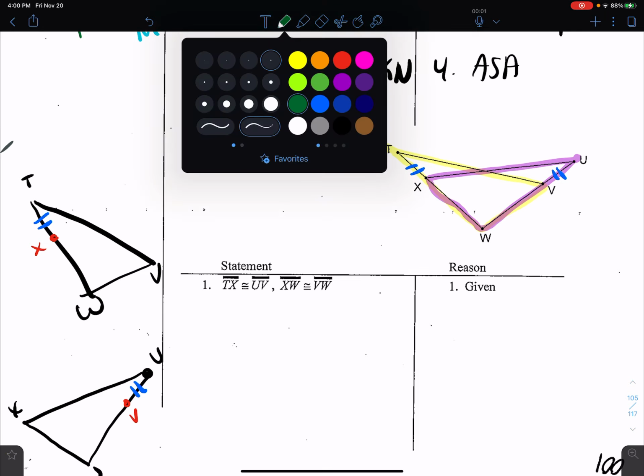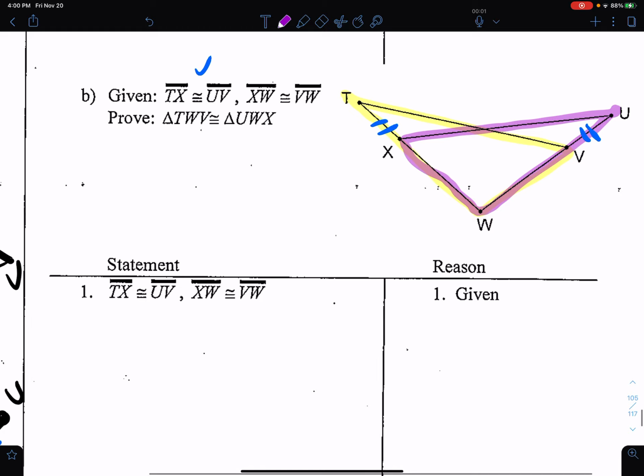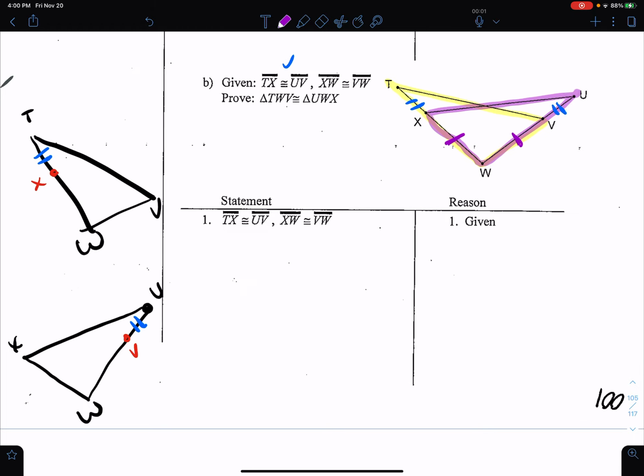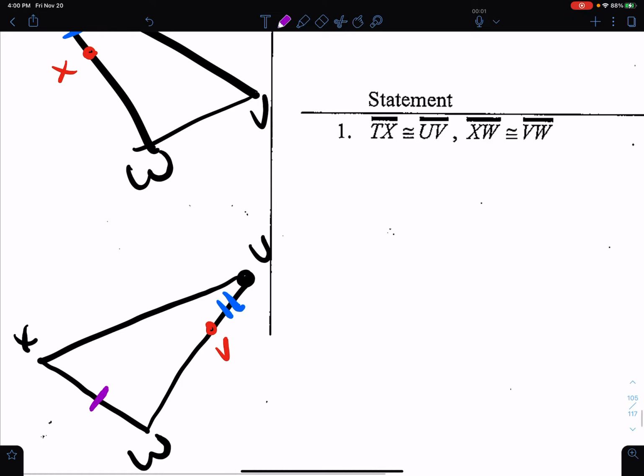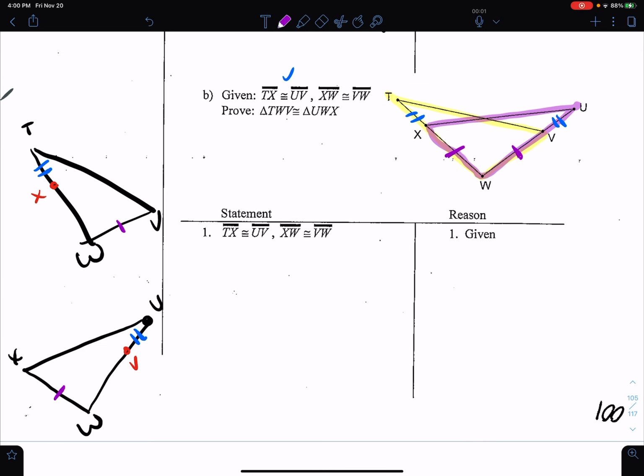We'll move on to the next one. It says XW is congruent to VW. So I want to do that in both images. So here's XW, and here's VW. If I look in this image, here's XW, and here's VW. So that's all we have. That's what we have for the givens.